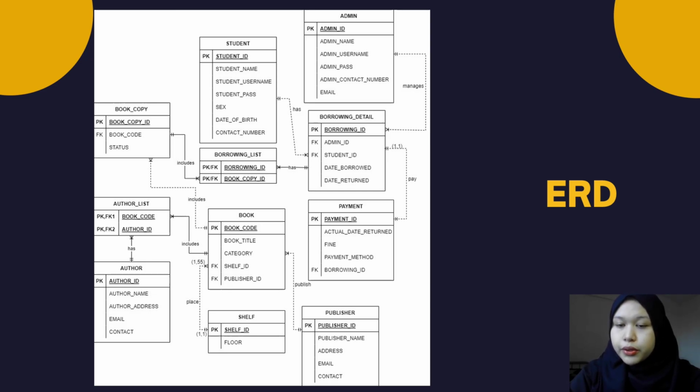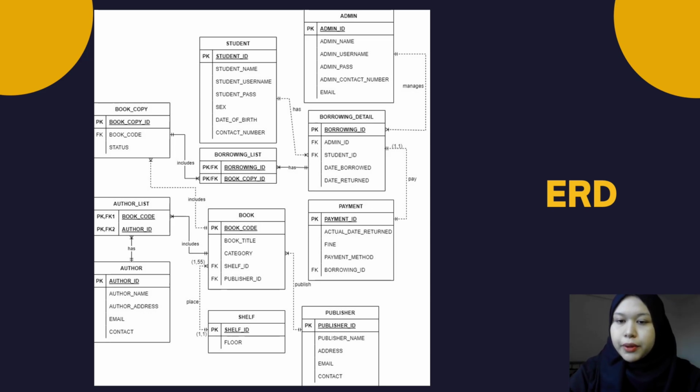Besides that, this borrowing detail has a borrowing list as a bridge to include many book copies in the library, because each book has many book copies that can be borrowed by the student. Meanwhile, an author list table is a bridge between the author table and book table, so that means an author has many author lists because an author can write many books, while a book can be written by many authors.